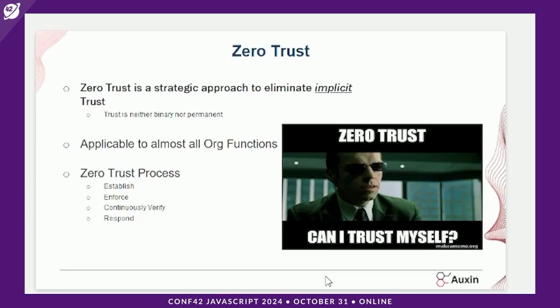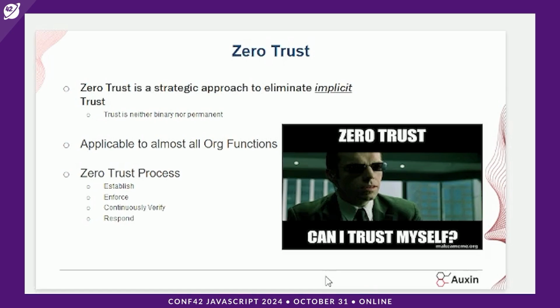Zero trust is a strategic approach that eliminates implicit trust in your systems. In the traditional security model, we assume that everything inside the corporate network could be trusted by default. But this model is outdated given today's cybersecurity threats. Instead, zero trust is based on the principle that trust should never be guaranteed by default. If you look at the second point, trust is neither binary nor permanent. This means trust is not something you give once and forget about. It must be continuously earned and verified, which is the essence of zero trust.